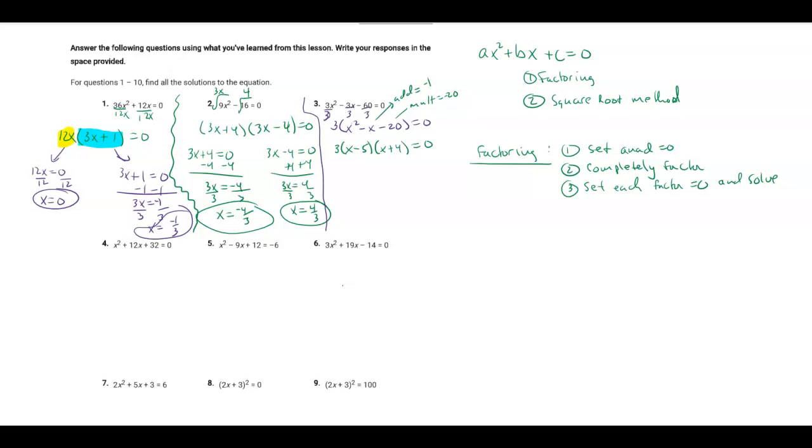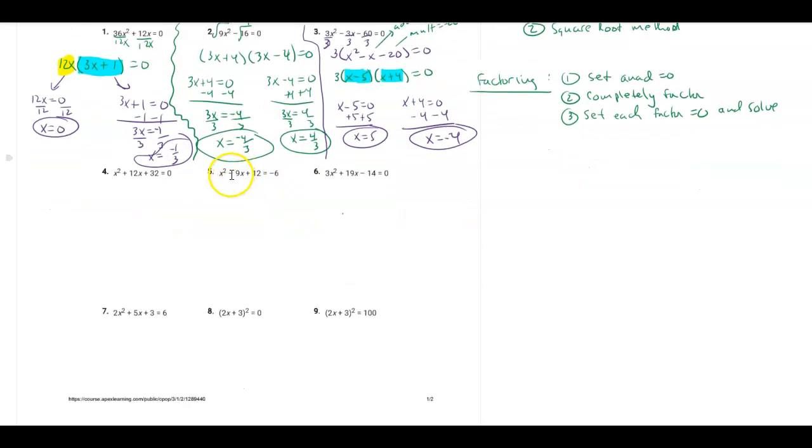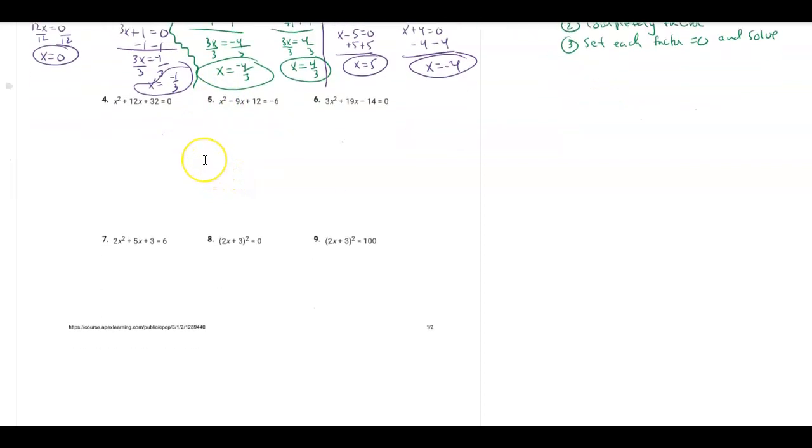Now anytime I pull these factors out, I only pull the factors out that have a variable in them. So I'm going to pull x minus 5 out, set it equal to 0. Pull x plus 4 out, set it equal to 0. Add 5, x is equal to positive 5. Subtract 4, x is equal to negative 4. And we are done. So again, always set it equal to 0, factor it, then set each factor equal to 0.